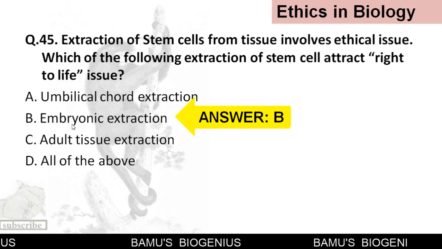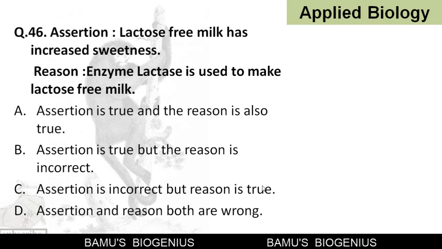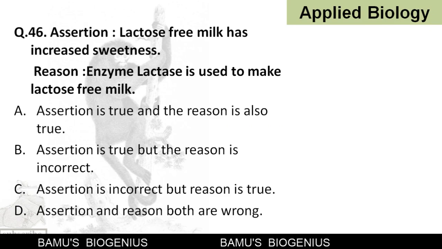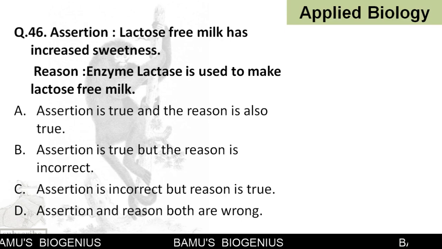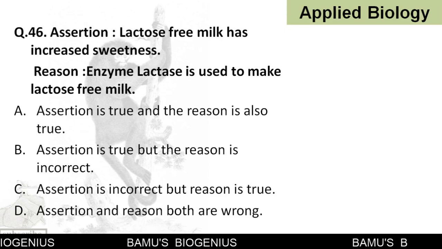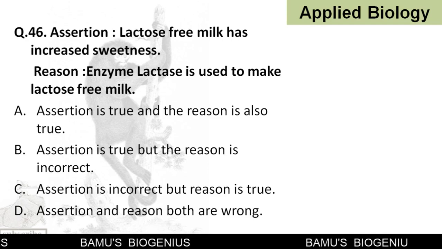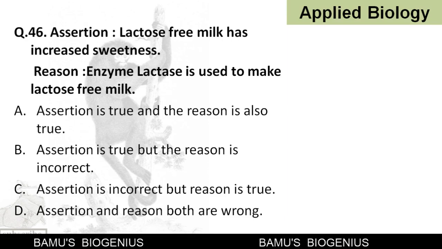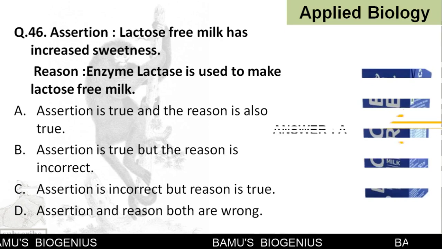Then question number 46 is assertion and reason type from applied biology. Assertion is lactose-free milk has increased sweetness. Reason is enzyme lactase is used to make lactose-free milk. Now, the options are A. Assertion is true and the reason is also true. B. Assertion is true but the reason is incorrect. C. Assertion is incorrect but the reason is true. And D. Assertion and reason both are wrong. Now, the answer is A. Assertion is true and the reason is also true.